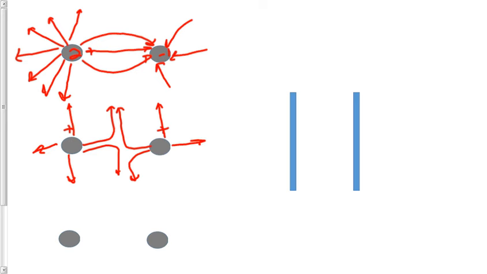So there has to be some connection between the number of lines you draw and the magnitude of the charge. Since this was twice the charge of this one, I have 2 times the number of lines on this one versus this one here. But again, here we have equal lines drawn.